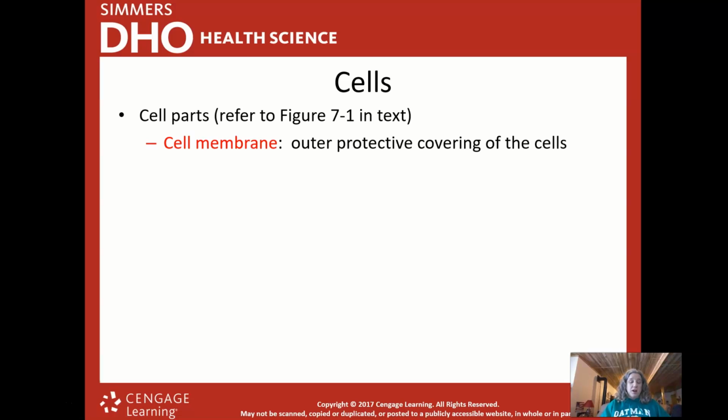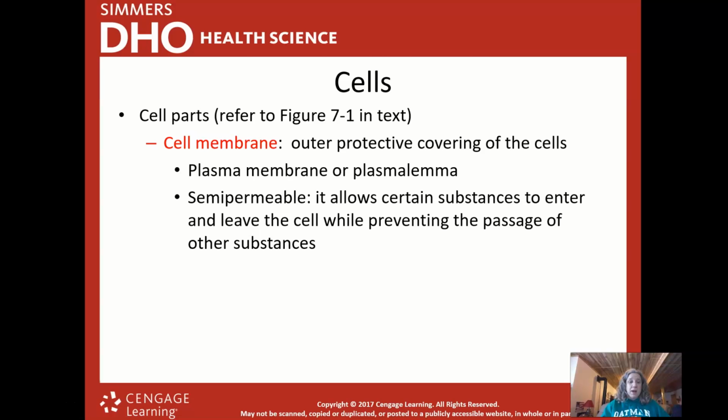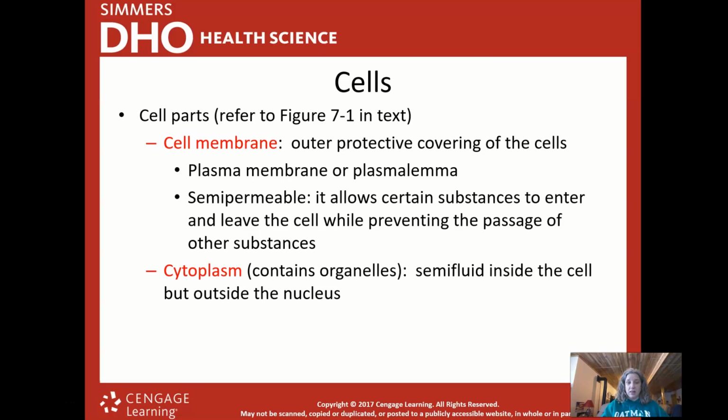So there's different parts of a cell. You first have the cell membrane, which is the outer protective covering of the cells. It also can be called the plasma membrane most often, or plasmalemma. It is semi-permeable, which means it allows certain substances to enter and leave the cell while preventing the passage of other substances. So it will allow certain things in, and it will keep certain things out, or it will keep certain substances in the cell, whereas other substances will be able to leave the cell.